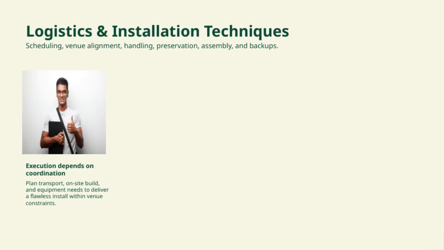Execution really hinges on effective coordination. We need to carefully plan every aspect, from transport to on-site build and equipment needs, to ensure everything comes together seamlessly within the constraints of the venue. Logistics and installation techniques are crucial here. That includes scheduling, making sure the venue is aligned with our plan, handling and preserving equipment properly, and managing assembly efficiently. It's also important to have backup plans in place.